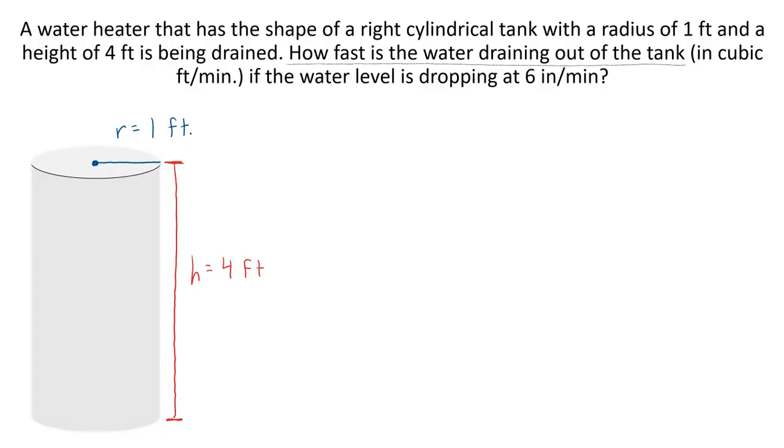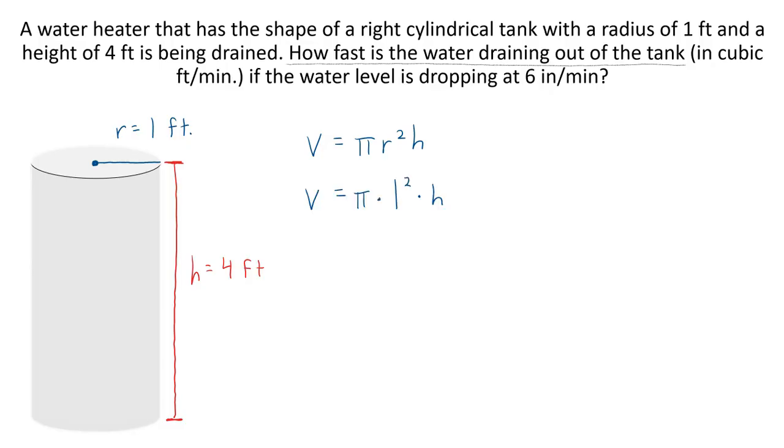And notice here that we're given our units for how fast the water is draining out of the tank. It says that we want these in cubic feet per minute. Well, cubic feet per minute, that's a volume measurement. So we're technically being asked for the rate of change of the volume, and we're given the radius of the tank, and we're given the height of the tank. So we need a formula that relates the volume of water in the tank to the radius and the height of the tank. And that formula is the formula for the volume of a cylinder. Volume equals pi times radius squared times height.